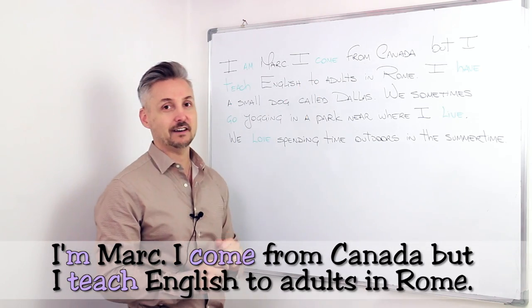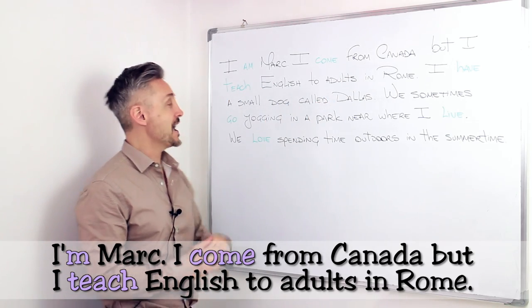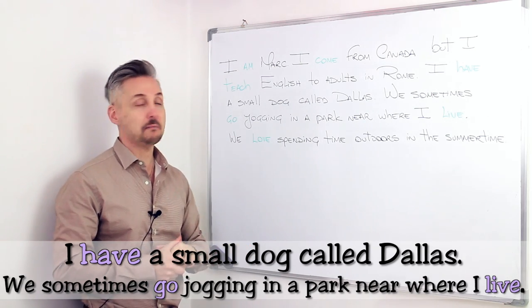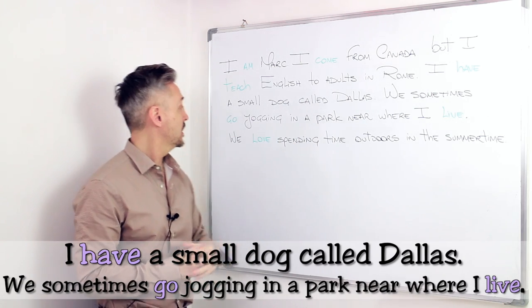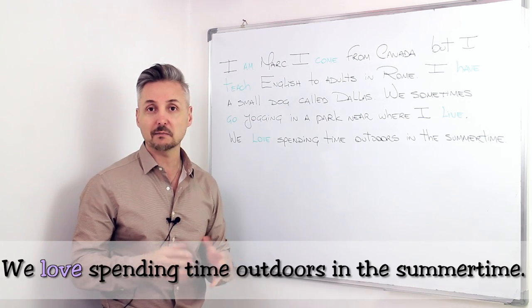I come from Canada, but I teach English to adults in Rome. I have a small dog called Dallas. We sometimes go jogging in a park near where I live. We love spending time outdoors in the summertime.